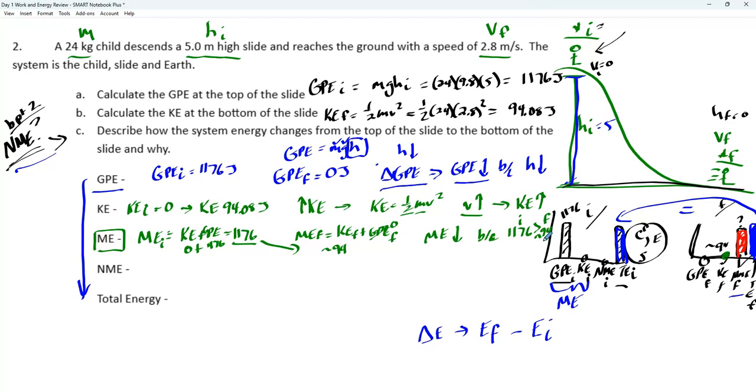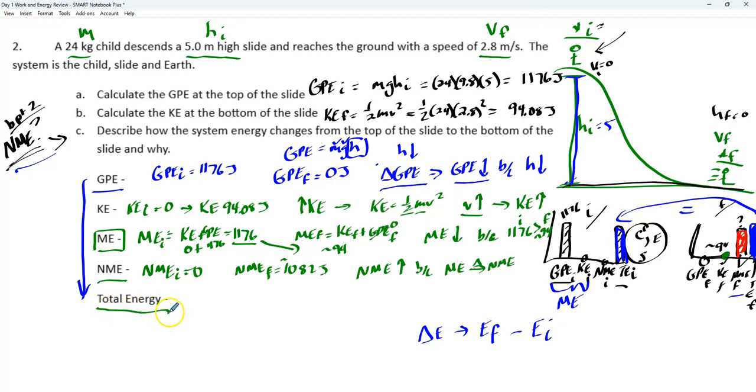Okay. For non-mechanical energy, we didn't have any in the beginning. And at the end, we calculated and we had the value that I erased, which was something like 1,082-ish joules. So the non-mechanical energy increased because mechanical energy changed into non-mechanical energy. Heat and sound increased. There was friction essentially in this problem.